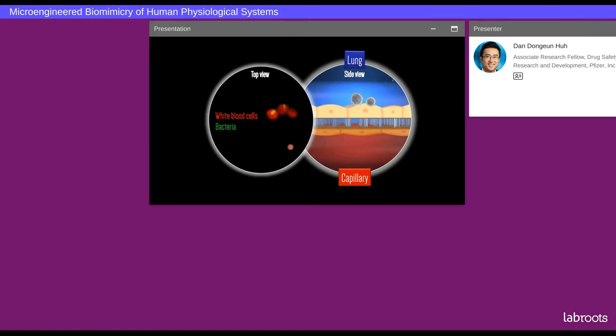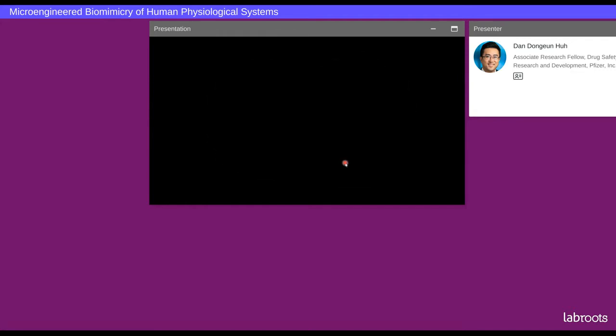So we can not only mimic the entire process, but we can also visualize and analyze this very complex process in real time at high resolution. So this was the proof of concept demonstration of building complex organ chip systems, published 10 years ago.